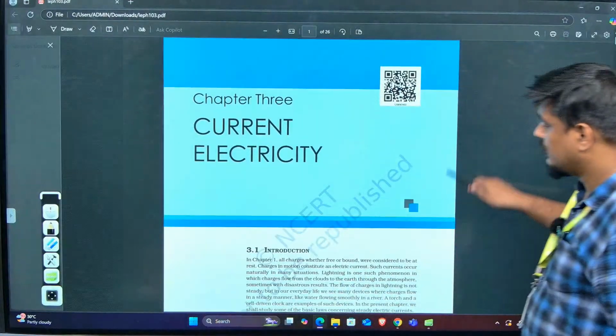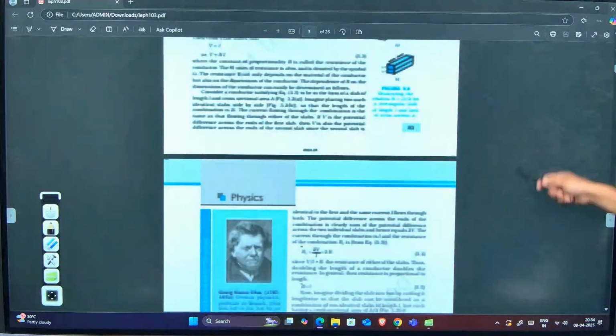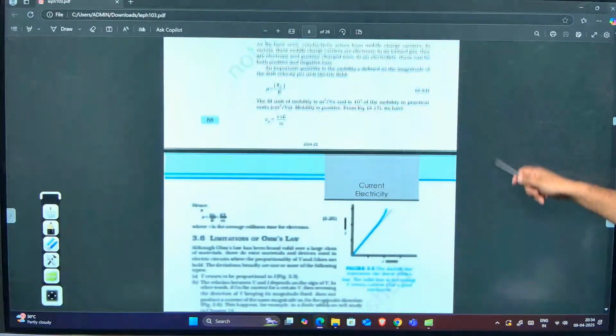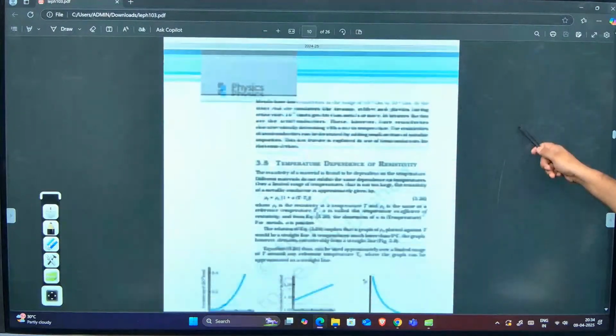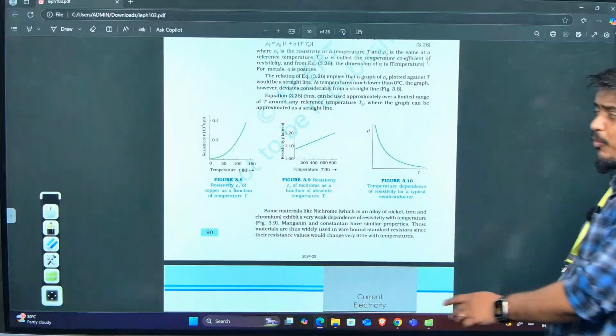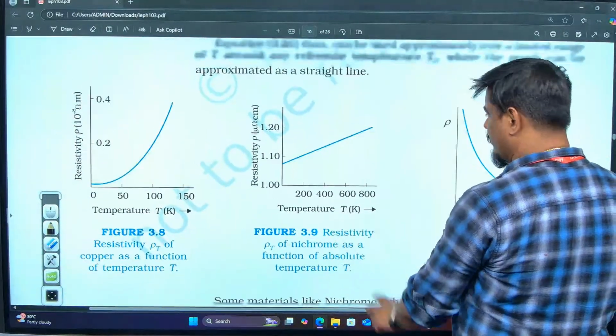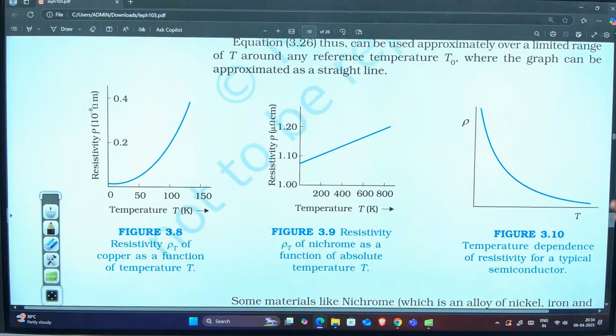So if you see, we have learned this. One thing I want to point out here, please pay attention, because this question comes in the examination. I have seen questions coming even in competitive exams from here. They will give a graph and ask you to identify which material it is, or they will give the material and draw four graphs and ask which is the proper graph.